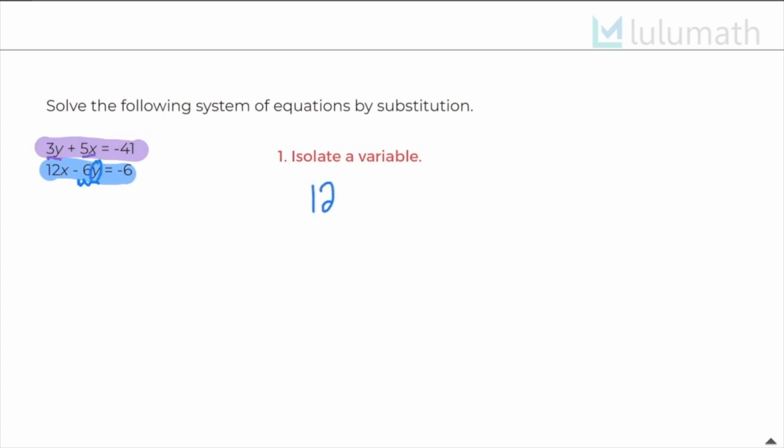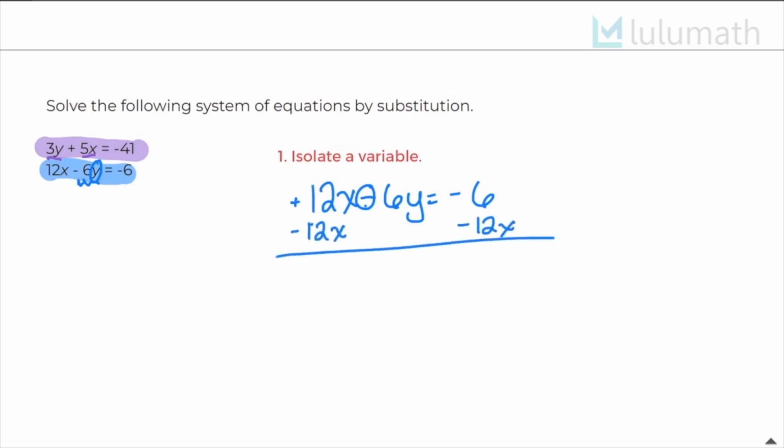So I will go ahead and write down my equation, 12x minus 6y equals negative 6. Okay, and then I'm going to get rid of this positive 12x. Now, a lot of people see this minus sign and think, oh, I've got to add the 12x, but the minus sign is for the 6y, it's not for the 12x. So I'm going to subtract 12x from both sides, okay?